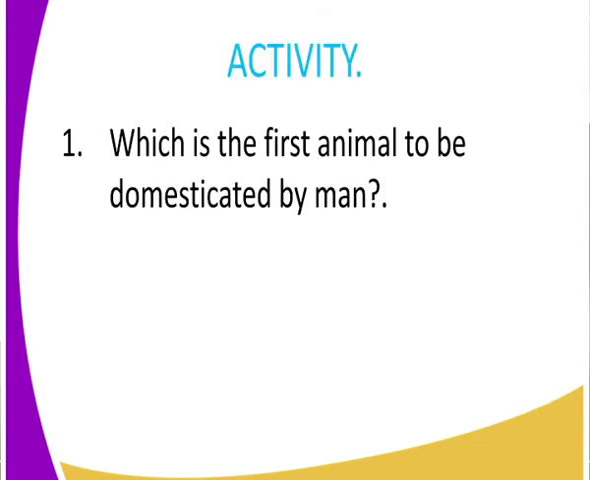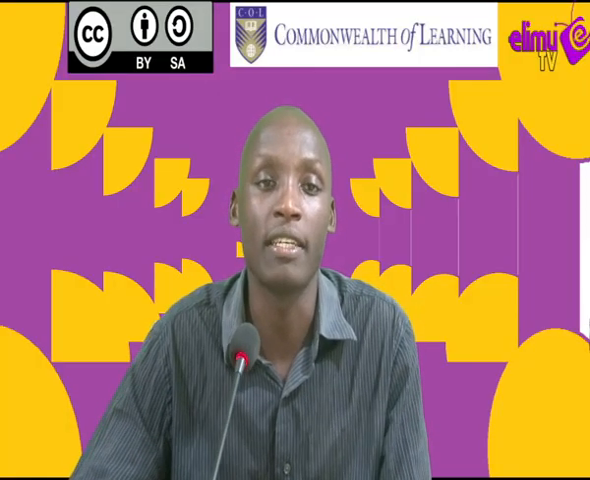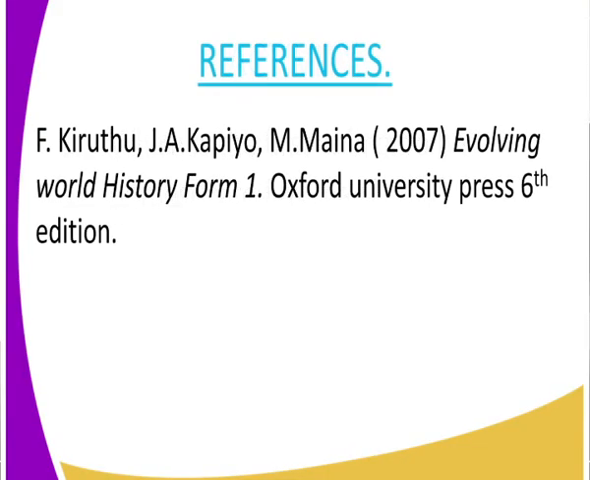Now, class, we have stated a number of animals that were domesticated by man. We have just looked at a few, and there are very many in your course books. That's why I've given you an assignment. Look at what was the first animal that man domesticated. We have stated cattle, sheep, goats, camels, dogs, but what is the first animal that man domesticated? For your reference, use Our Evolving World, History and Government.